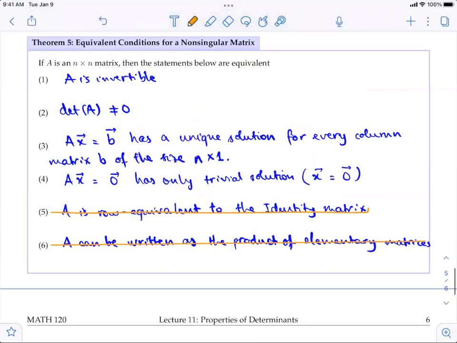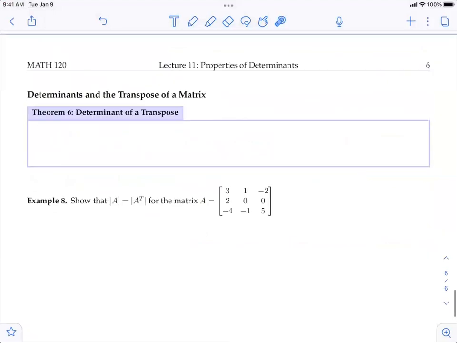All right. So when you have a square matrix, if A is invertible, then the determinant of A is different from 0. The matrix equation AX equal to B has a unique solution, and the homogeneous system has only the trivial solution. All of these four statements are equivalent to one another. The last two are just part of the theorem, but not a concern for us. Now, moving on to the last part of the lecture, we're going to find the determinant of the transpose of a matrix.